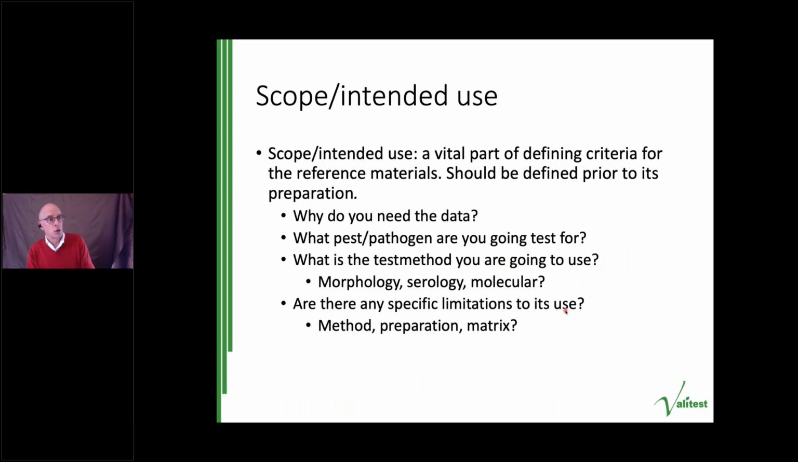So scope, intended use. It's a vital part of a reference material, because you should define it before you start preparing it. You should ask yourself the questions, why do I need the data on my reference material? What pathogen or pest are you going to test for? What method are you going to use? Will it be a morphological test, a serological test, molecular test? And again, are there any specific limitations to the use of the reference material, either depending on the method, the way it was prepared, or for instance, the matrix your test is going to be used in.